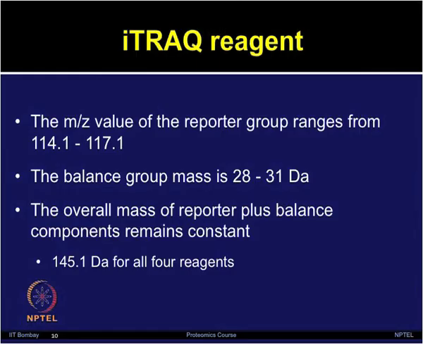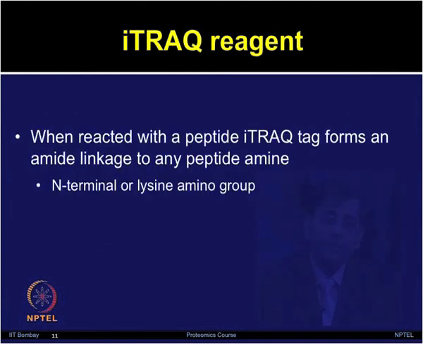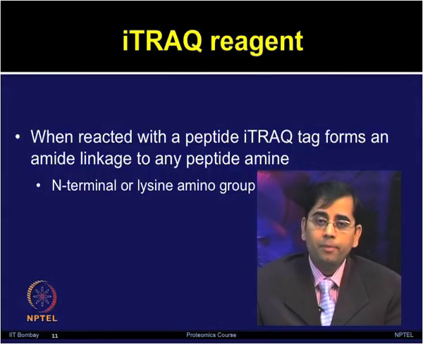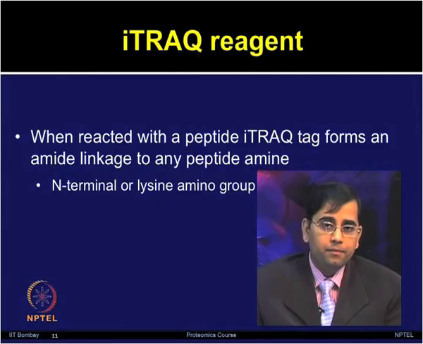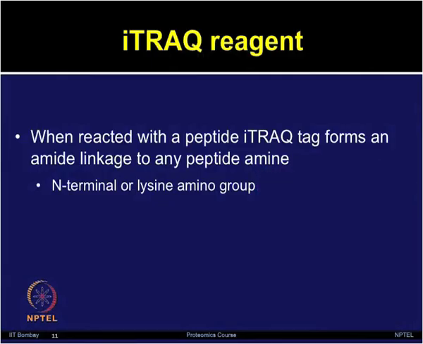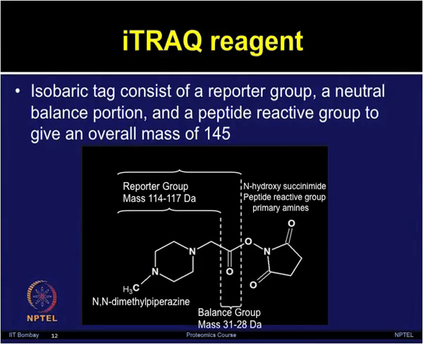The balance group mass is 28 to 31 Dalton. The overall mass of reporter plus balance components remains constant, so 145.1 Dalton will remain for all the 4 reagents. When reacted with a peptide, the iTRAQ tag forms an amide linkage to any peptide amine, N-terminal or lysine amino group. Now, this is the structure of the iTRAQ reagent, where you can see that it consists of a reporter group, a neutral balance portion and a peptide reactive group, and the overall mass will remain 145.